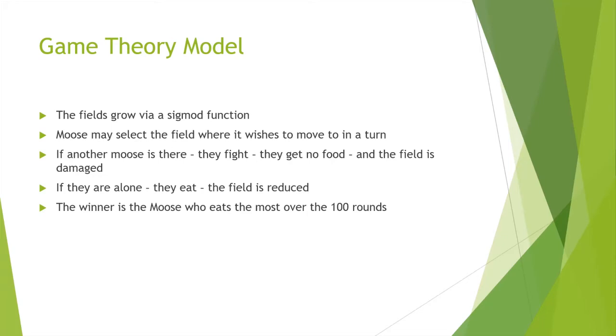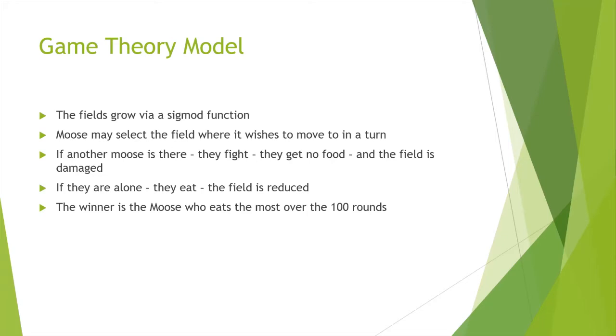If there's another moose there, well, they fight. They get no food, and the field is damaged. And this is something that you can kind of see after these fights, is that they will actually damage trees in various areas around it when you walk inside of these regions. If they're alone, however, they eat. The field is reduced in terms of its growth, but they have that gain inside of it. A field that doesn't have any moose on it just grows.